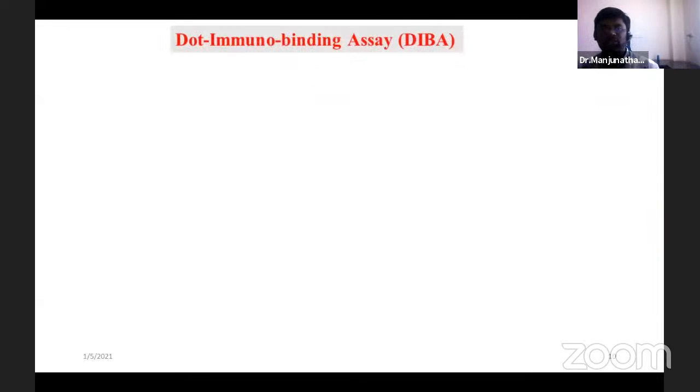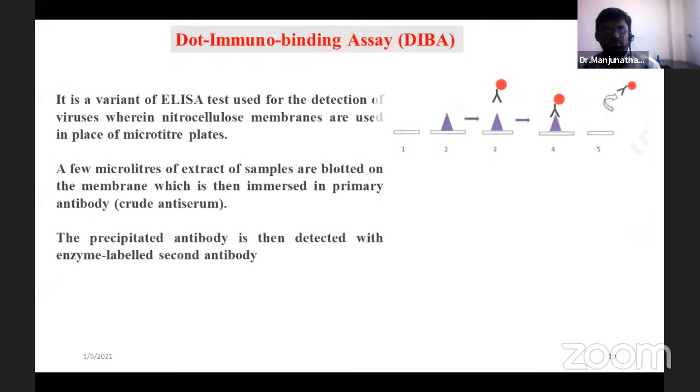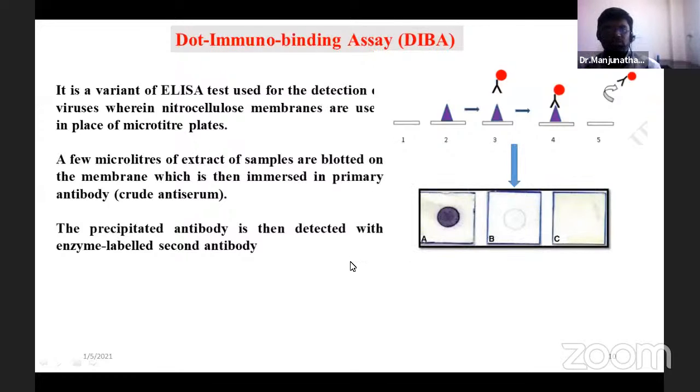So the next method is dot immunobinding assay. It is one of the variants of ELISA. It is also very good for identification of viral pathogens in seeds and plants. Here is the main difference between dot immunobinding assay and ELISA. In ELISA we use a polystyrene plate to bind antibodies or antigen. Instead of a polystyrene plate, we are using a nitrocellulose membrane as the plate. If you add antibody and antigen, the reaction will be the same as mentioned in ELISA.